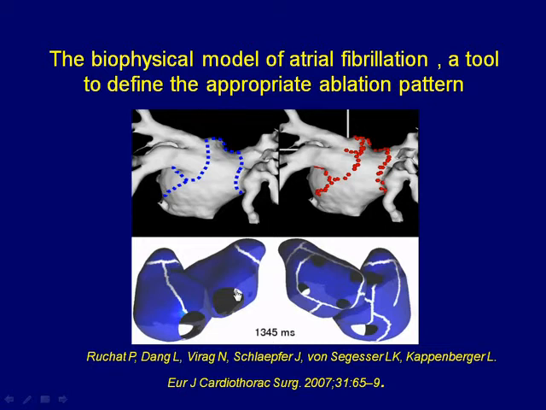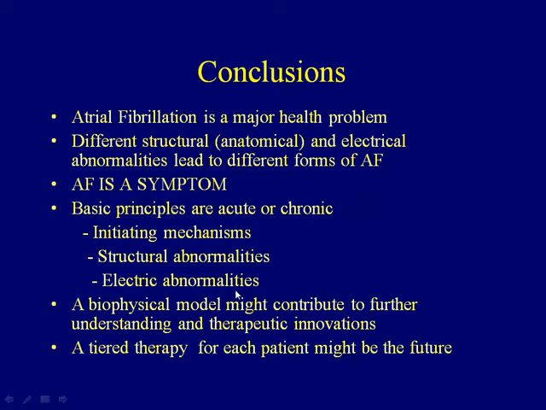because everything that is line is destroyed conduction and destroyed contraction. So in conclusion, ladies and gentlemen and dear colleagues, atrial fibrillation is a major health problem. Different structural, anatomical, and electrical abnormalities lead to different forms of atrial fibrillation. These different forms are, on one hand, based on the symptoms, on the other hand, dependent on the structural abnormalities that we see. Then we can name it. If we don't see it, then it is idiopathic or lone, as it was called in the past.